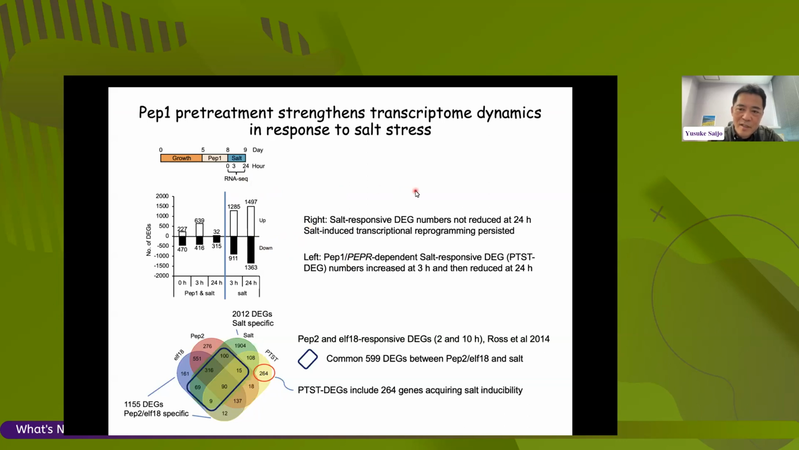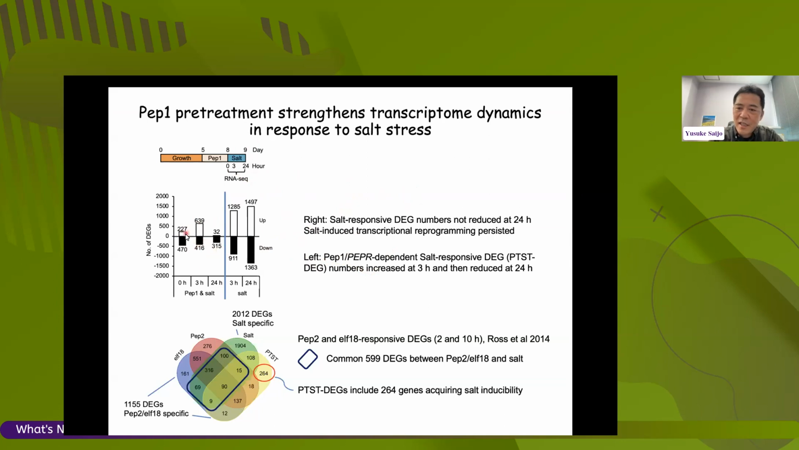So we are making sure that, in this time window, the salt stress response still passes in these seedlings. But if you look at the impact of PEP pre-activation on the salt-responsive transcriptome, the number of DEGs that are dependent on PEP application changed during the time window.